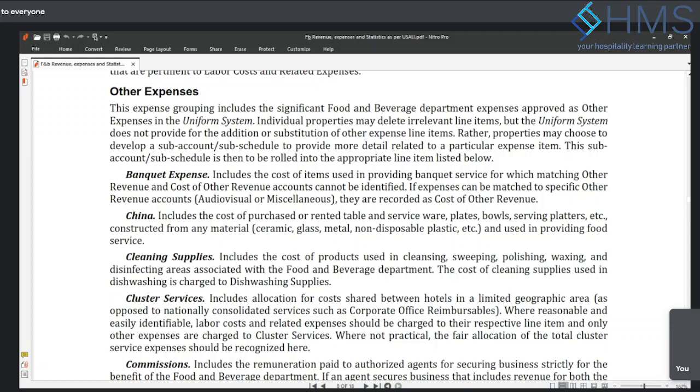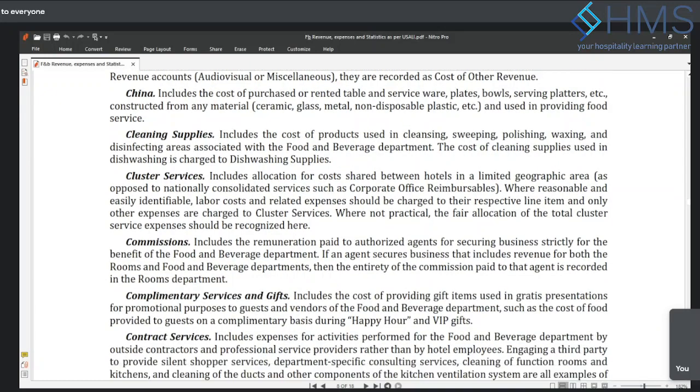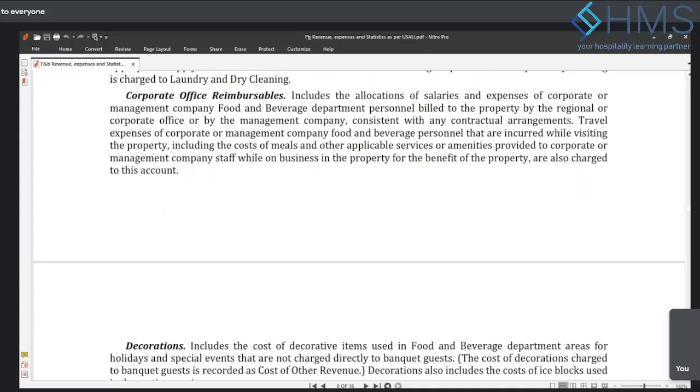Then you have the China ware, specifically the cost of the rental or purchase of tables, serviceware, plates, bowls, service platters, everything, and it includes the ceramic, glass, metal, and non-disposable plastics that are used in providing the food services. Similar to China, you have glass and you have the flatware.